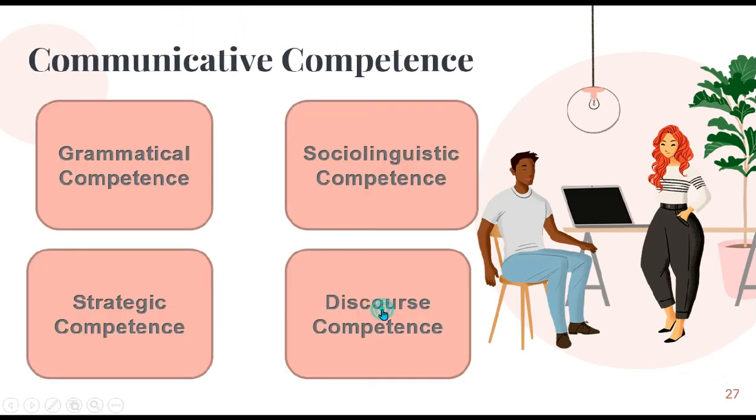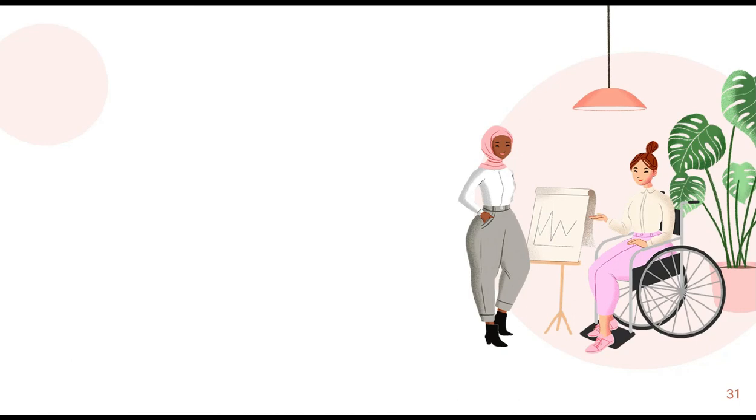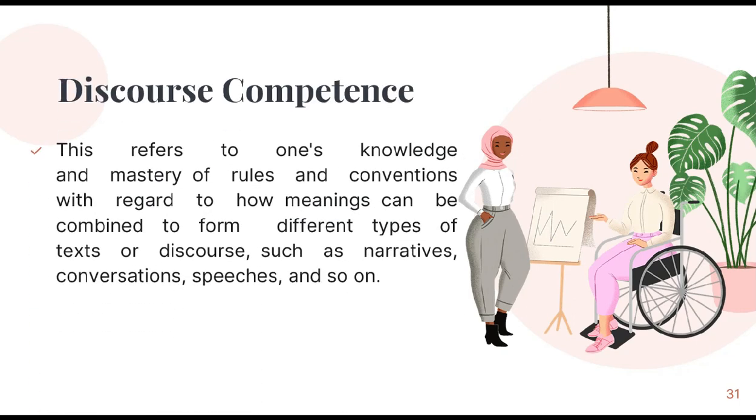The last communicative competence to be discussed will be the discourse competence. This refers to one's knowledge and mastery of rules and conventions with regards to how meaning can be combined to form different types of text or discourse, such as narratives, conversations, speeches, and so on. A text must have cohesion and coherence to form a meaningful whole. When we say cohesion, it enables the combination of sentences for ease of understanding. An example is the conjunctions, which link sentences and aid us in following the direction of the narrative.